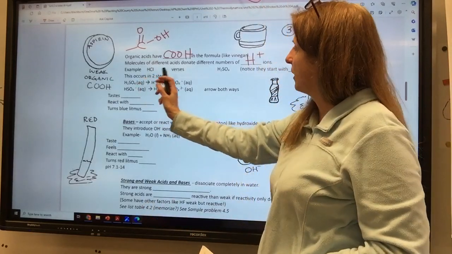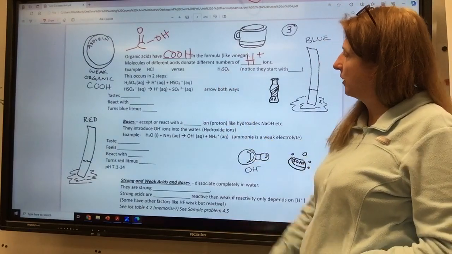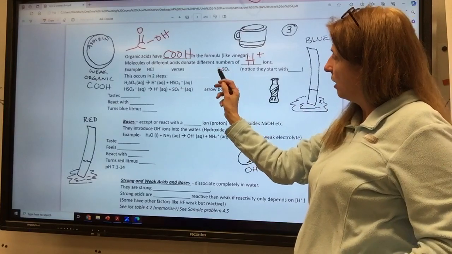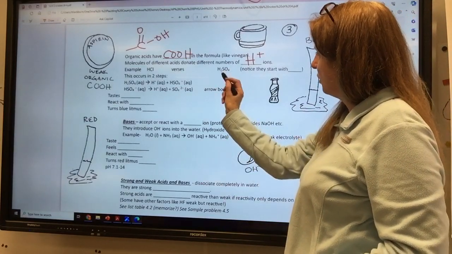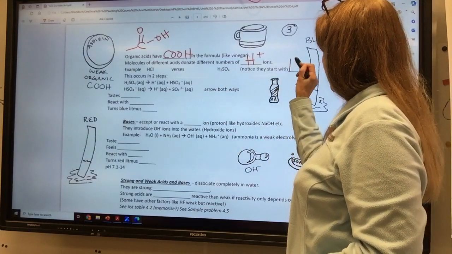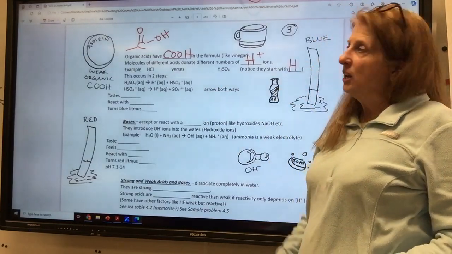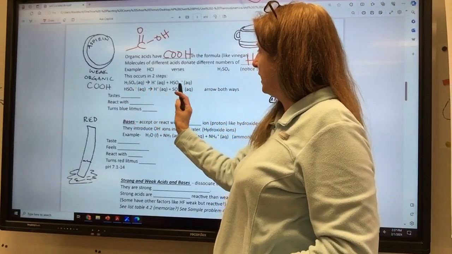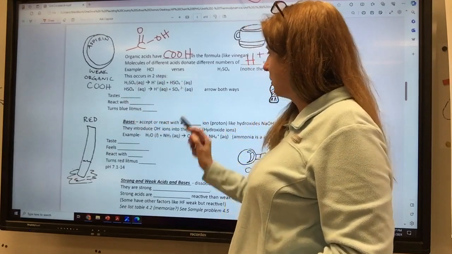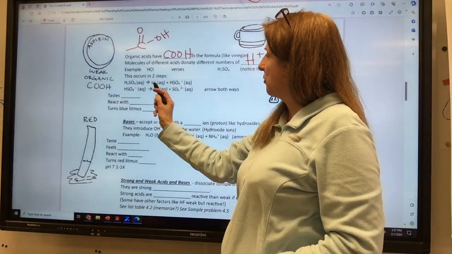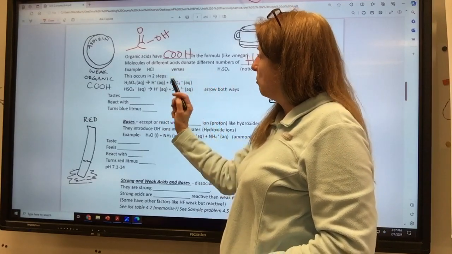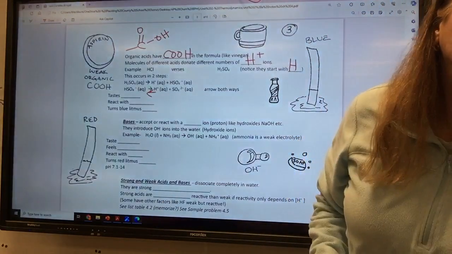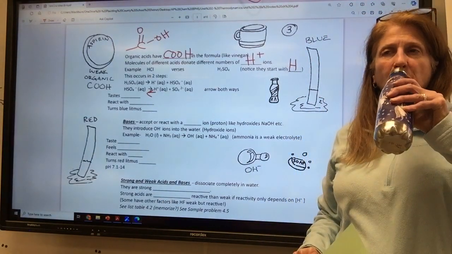Molecules of different acids donate different numbers of hydrogen ions. For example, hydrochloric versus sulfuric, H2SO4. Hydrochloric can donate 1 proton. Sulfuric can do 2. Notice that acids start with H. When sulfuric donates 2, it does it in 2 steps. First, 1 H comes off, and then the other H goes off. The first H goes off in one direction, but for the second one, it reaches equilibrium, and the arrow goes both ways. It goes back and forth. How do we feel?